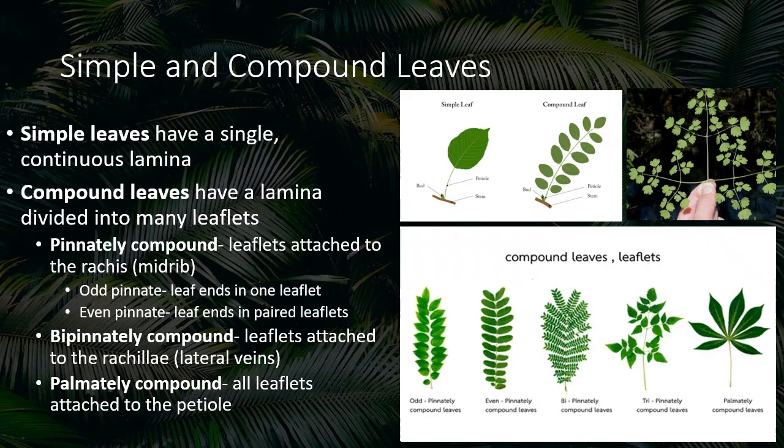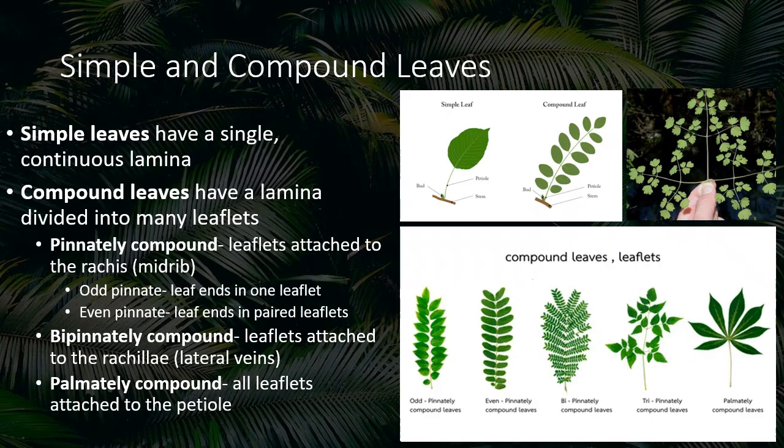I don't know what the name is for the tertiary veins that are branching off, but the leaflets are attached to those tertiary and sometimes quaternary veins in a really, really highly divided leaflet. And then palmately compound leaves have palmate venation, meaning that all of the veins are branching from the petiole itself, like the fingers of a hand. And yeah, those are the different types of compound leaves.